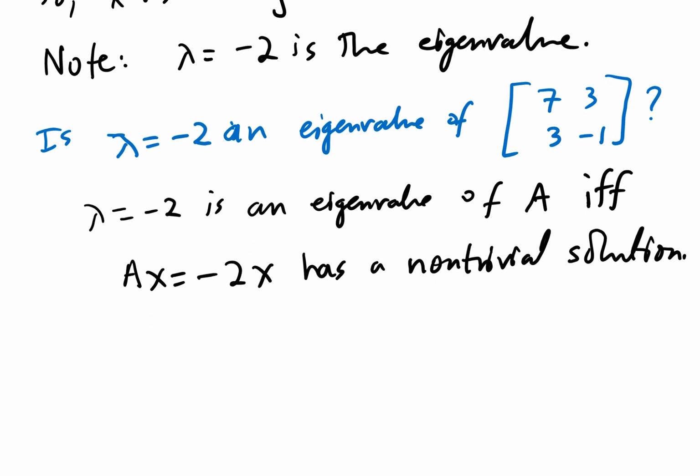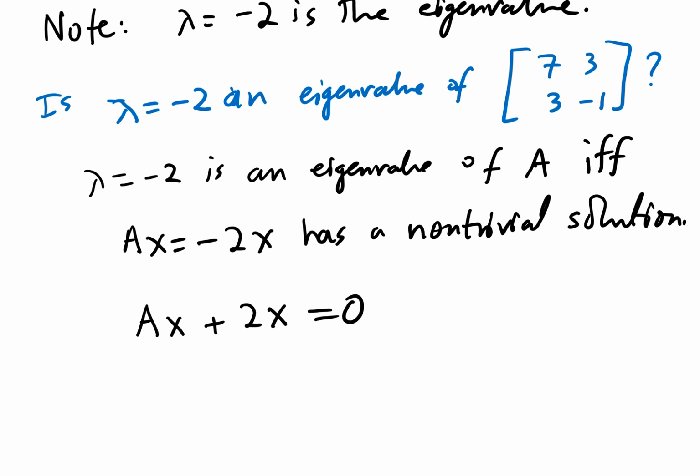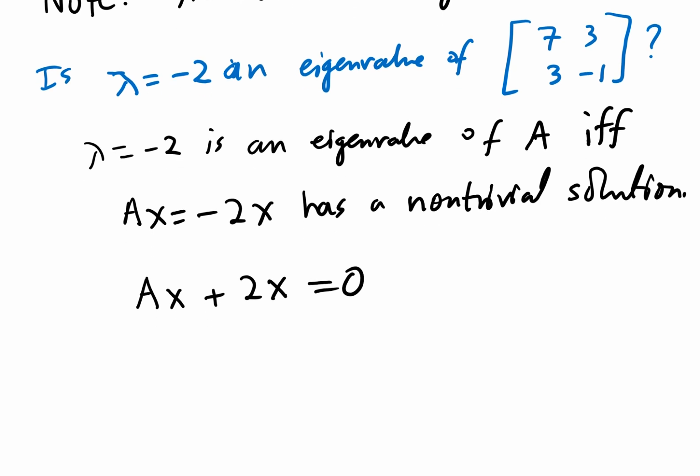So in order for this to happen, we can basically rewrite this in this format. Ax plus 2x equals 0. Now when I factor an x out, this x is not an algebraic x, this is a vector x. So when you want to factor a vector x out, the way it works, you do A plus 2I. I is the identity matrix, not just 2.